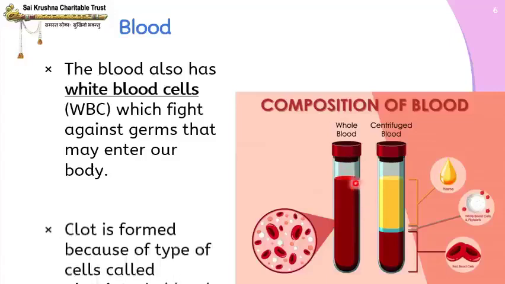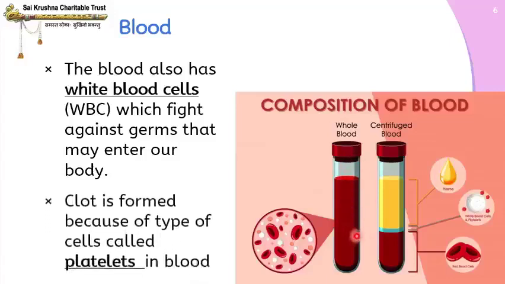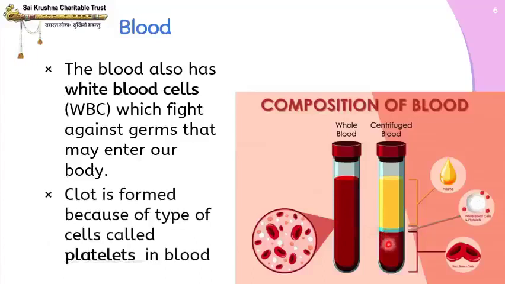Another important thing is called platelets. So blood also has something called platelets. What are platelets? Platelets are the reason a clot is formed. I'll explain. If you cut a finger, blood will flow immediately, correct? But it will not flow continuously. After some time, the blood flow stops. Why? For example, you have a pipe where water is flowing.